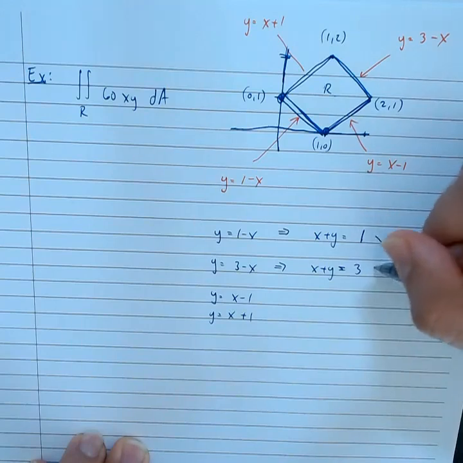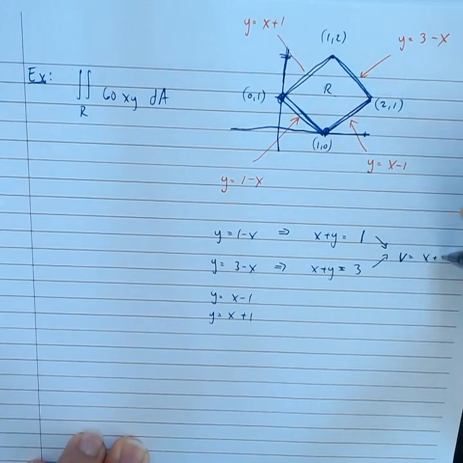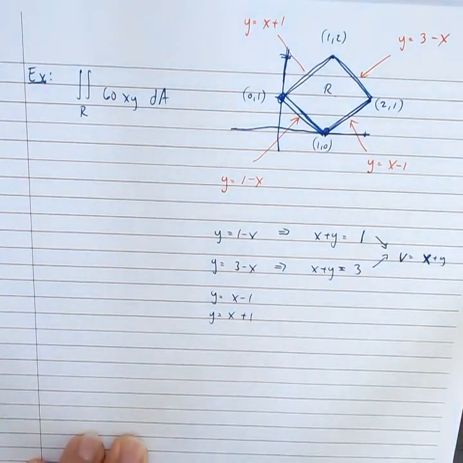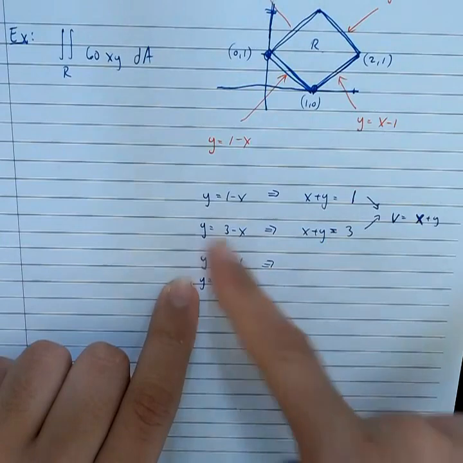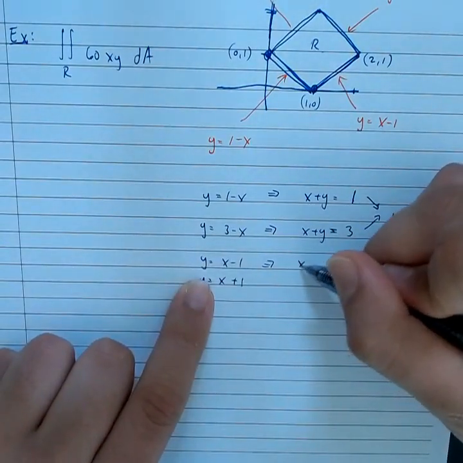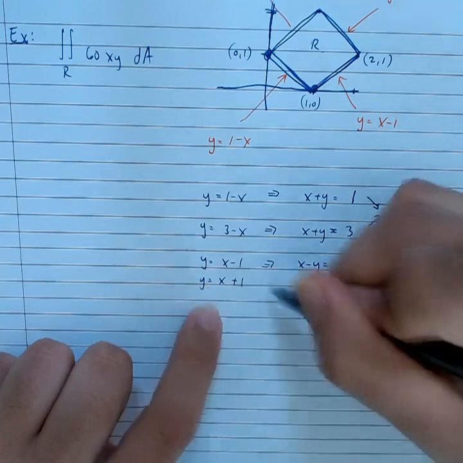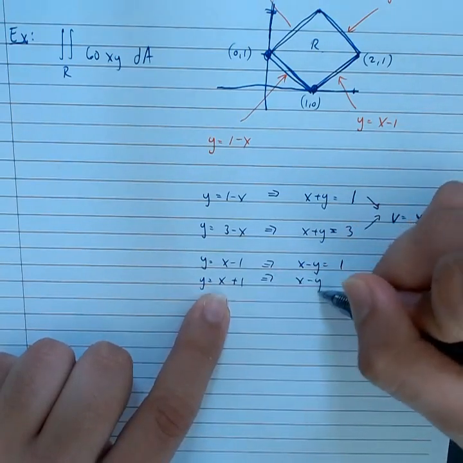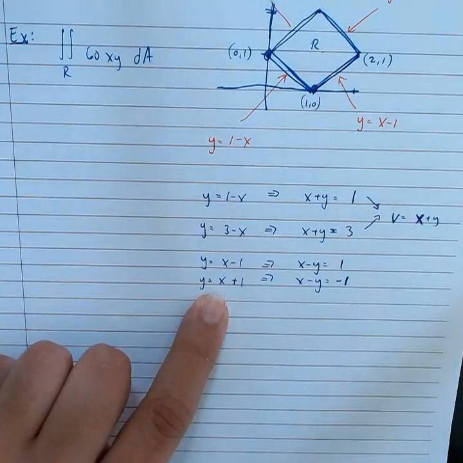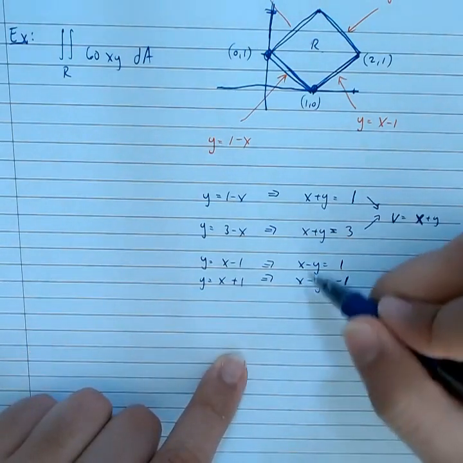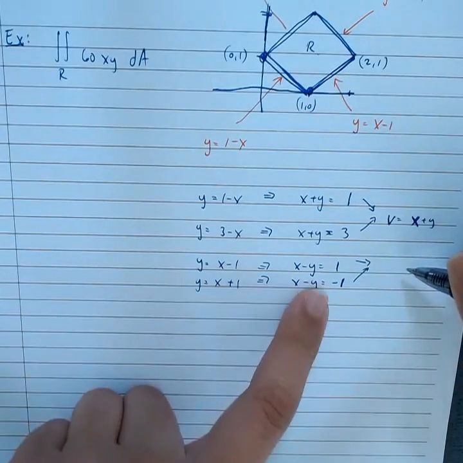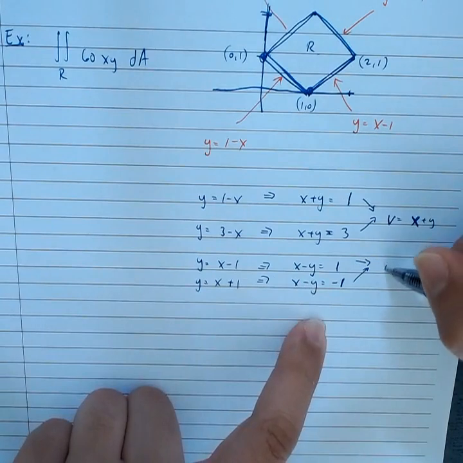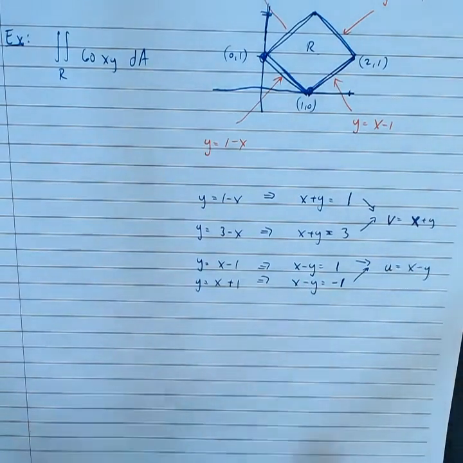So here, my substitution, I want v to equal x plus y. Okay. Now over here, we have something similar. We can go ahead and subtract the y over and add the 1 over this way. So this will give me x minus y is equal to 1. And this one would give me x minus y is equal to negative 1. And again, I notice that x minus y is something that appears several times. So that's going to be a substitution that I want to make. Instead of saying x minus y, let me just take x minus y and call it a single thing. In this case, I'll call it u.